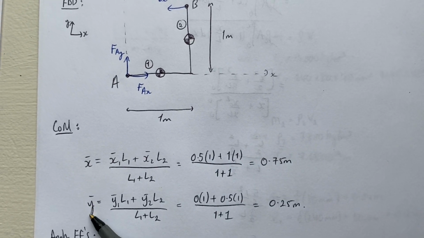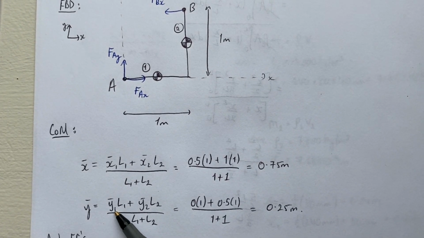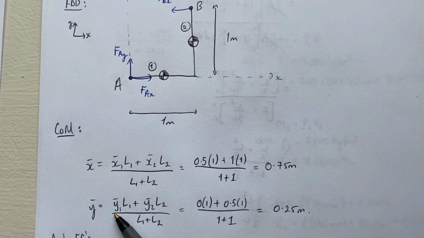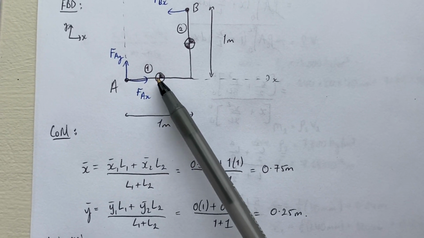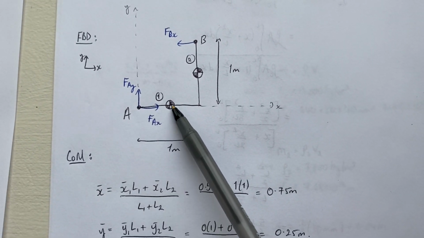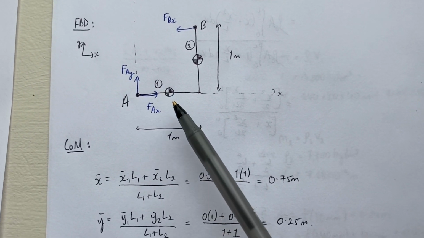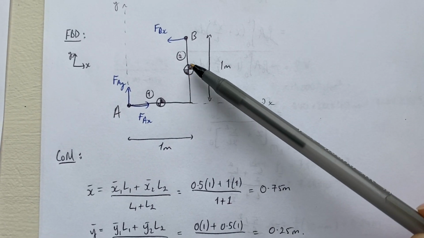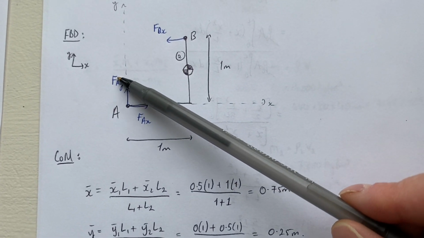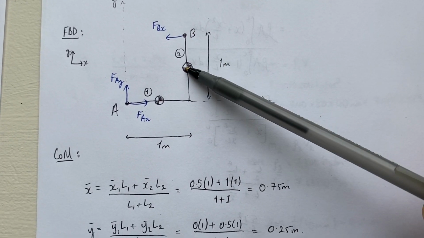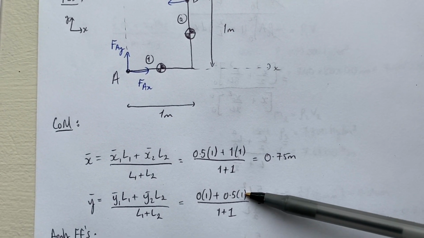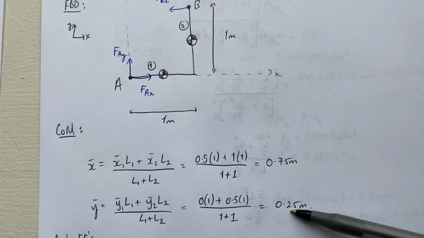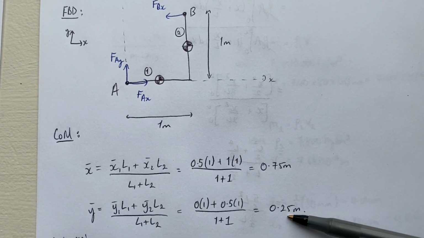We find the y-coordinate of the center of mass in exactly the same way, but now we find the y-coordinate of the center of mass of this piece, which is at y equals 0, right? Multiplied by the length, which is 1 meter, and the y-coordinate of this piece, which is at y equals 0.5 because it's halfway along. So that's where this term comes from. Average it over the total length, which is 2 meters, to get y equals 0.25 meters.